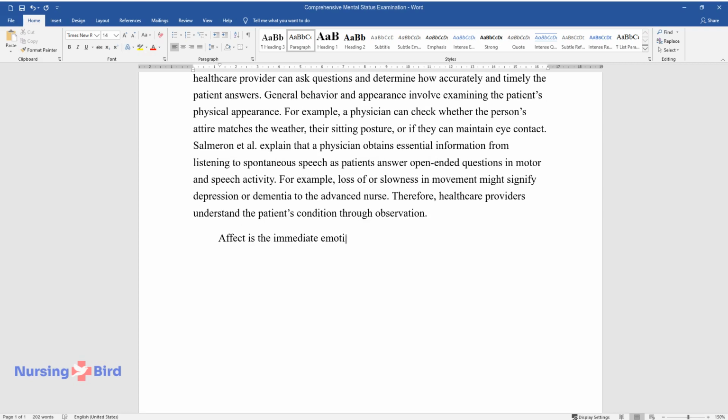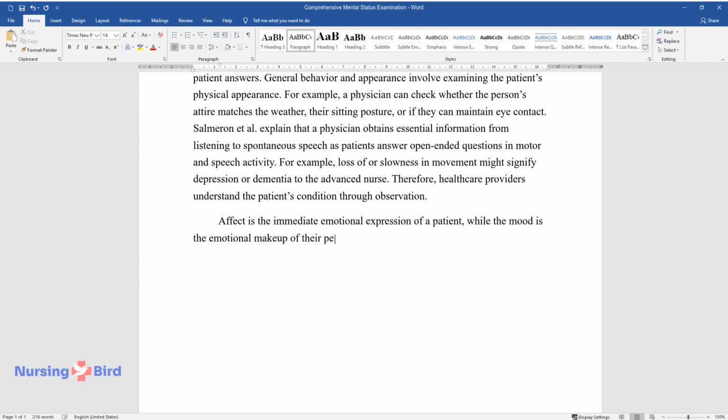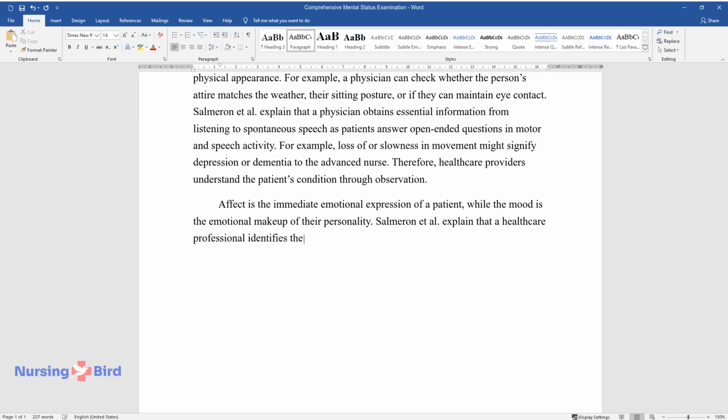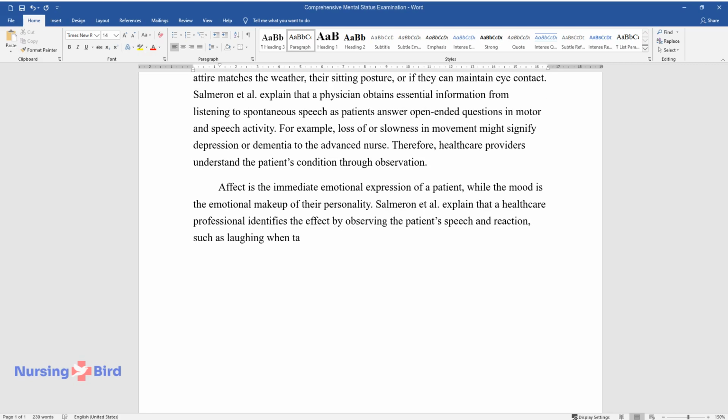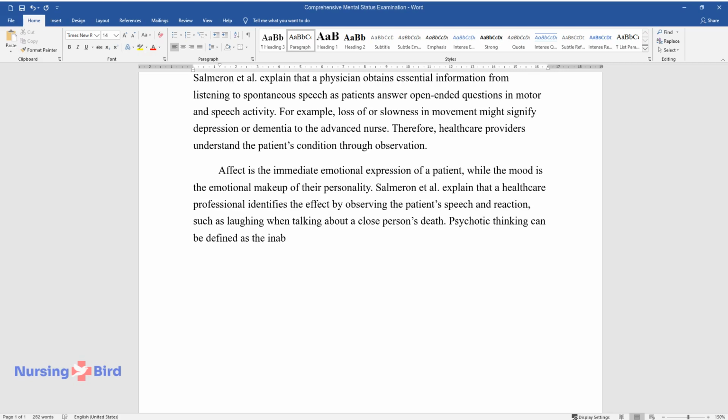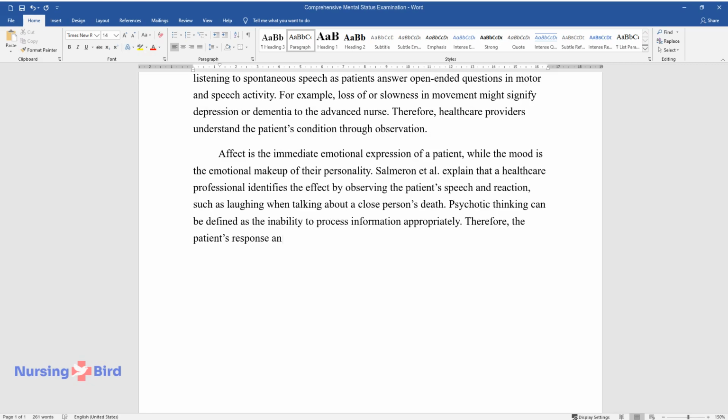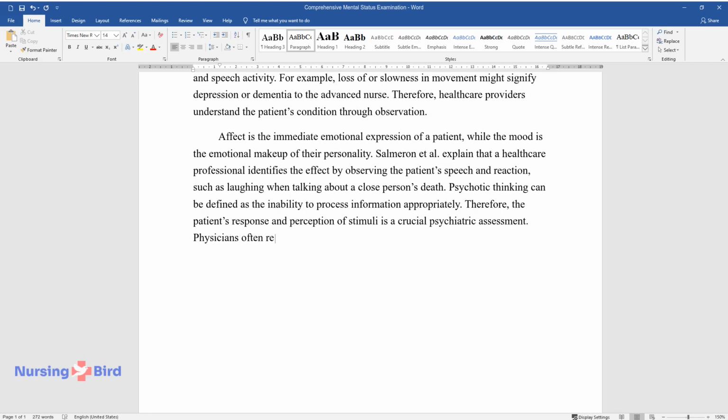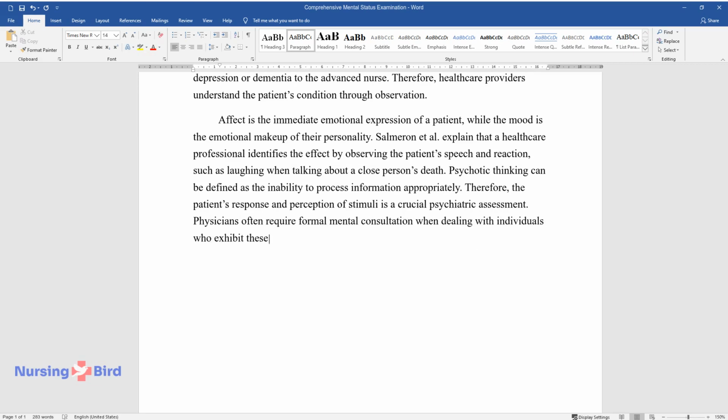Affect is the immediate emotional expression of a patient, while the mood is the emotional makeup of their personality. Salmeron et al. explain that a healthcare professional identifies the affect by observing the patient's speech and reaction, such as laughing when talking about a close person's death. Psychotic thinking can be defined as the inability to process information appropriately. Therefore, the patient's response and perception of stimuli is a crucial psychiatric assessment. Physicians often require formal mental consultation when dealing with individuals who exhibit these problems.